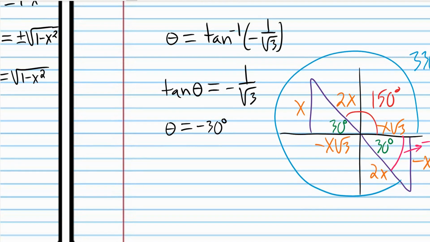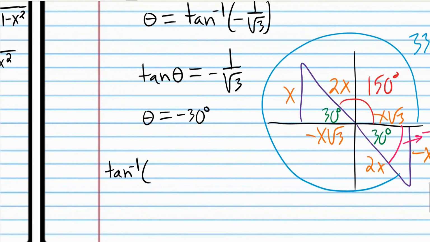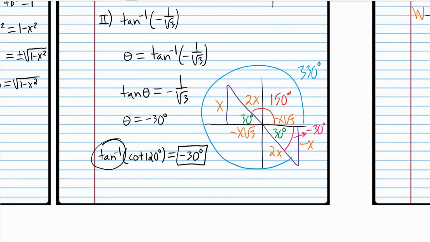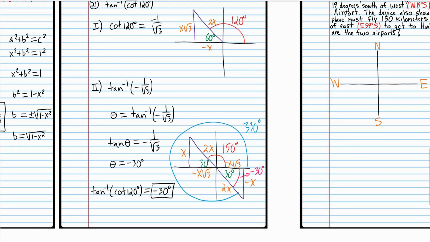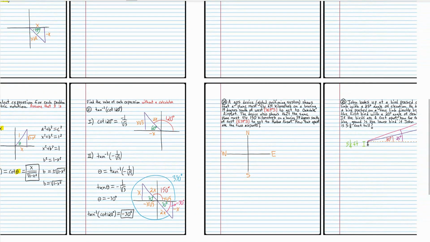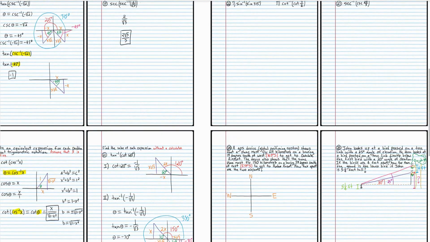Tangent inverse of cotangent 120 degrees is equal to negative 30 degrees. Now, why is there only one solution? Because the function is the tangent inverse function. We're just putting an input into it, and the tangent inverse function, again, has range restrictions. We're only allowed one number. This is considered to be the output of a function given some input. The input, in this case, being cotangent 120. So if you got that right, excellent.